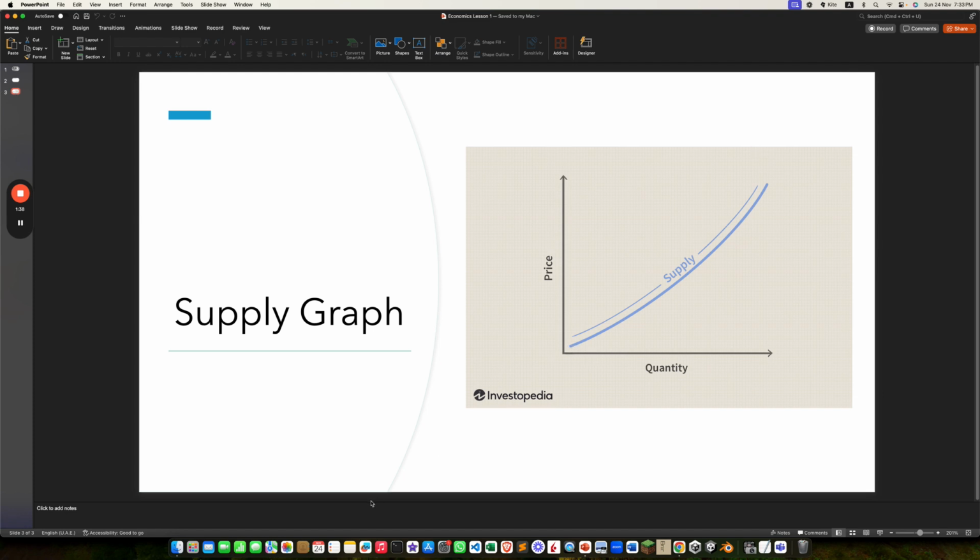So on this graph taken from Investopedia, with price and quantity on the x and y axes, we can see that quantity supplied would be a movement along the curve. So increases in price would see an increase in quantity supplied. Shifts in supply would be the entire curve shifting inwards or outwards, and that's where we get the decrease or increase in supply at every given price.